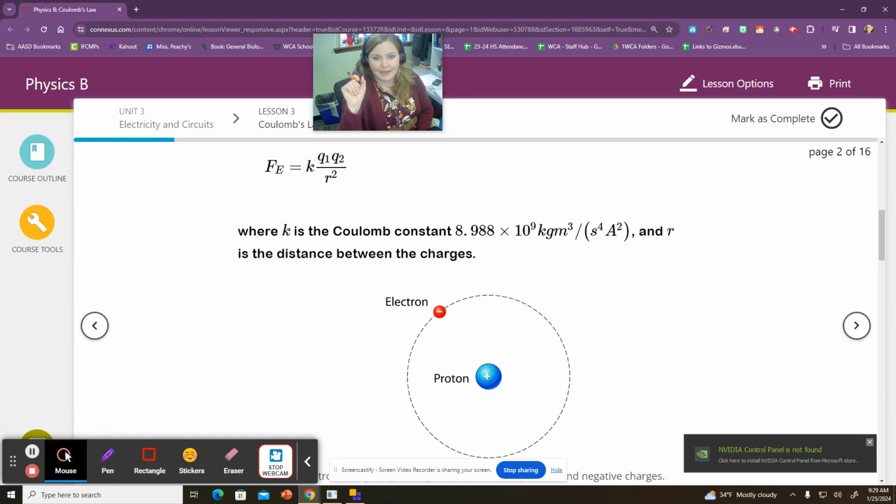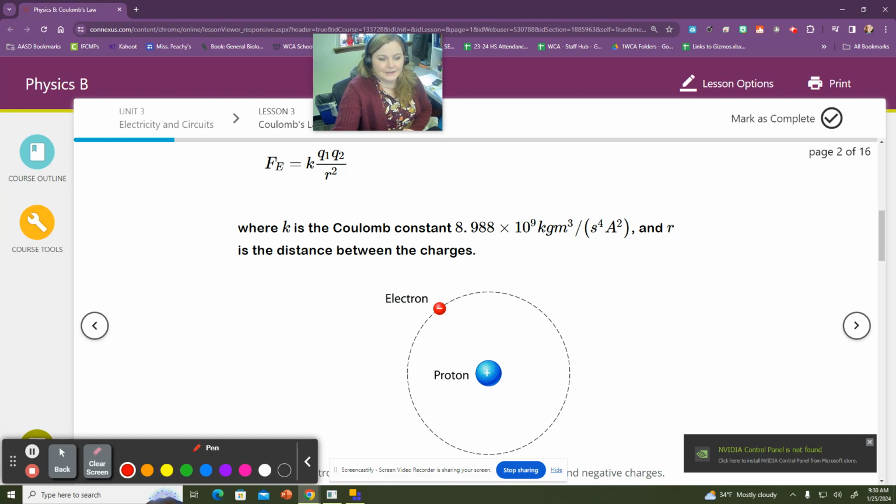In this case, our k is Coulomb's constant, and it has a fairly funky unit, kilogram meters cubed divided by s to the fourth A squared. I don't even like that unit. You can simplify Coulomb's constant. Let's just, here we go: newton meters squared per Coulomb squared.